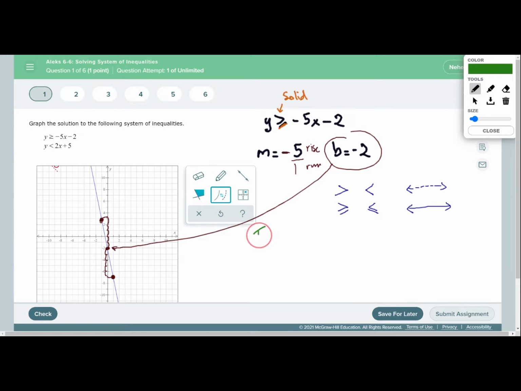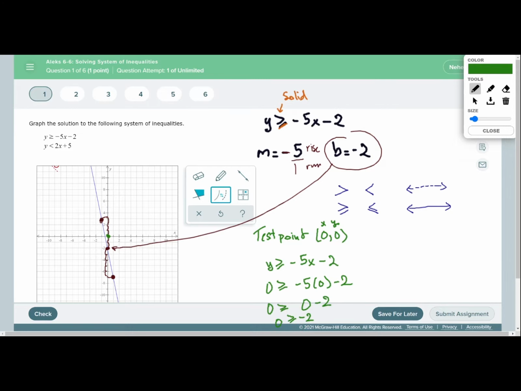So we're going to do a test point. You can pick any point on the graph as long as it's not on the line. Let's say I choose 0, 0. I love 0, 0 because it's easy to check the answer. y greater than or equal to negative 5x minus 2, with x 0 and y 0. So we plug it in: 0 greater than or equal to negative 5 times 0 minus 2. Negative 5 times 0 is 0, minus 2, so you end up with 0 greater than or equal to negative 2.